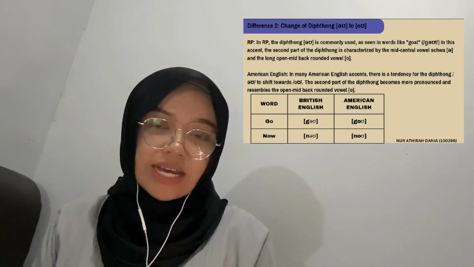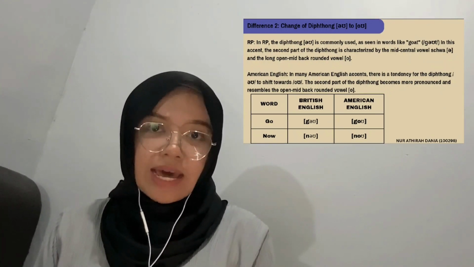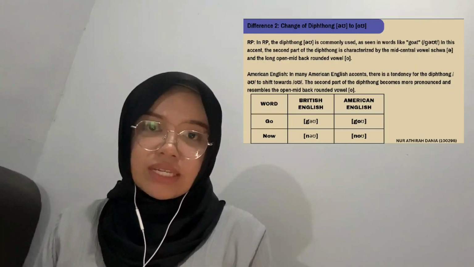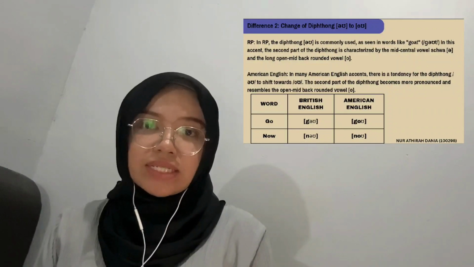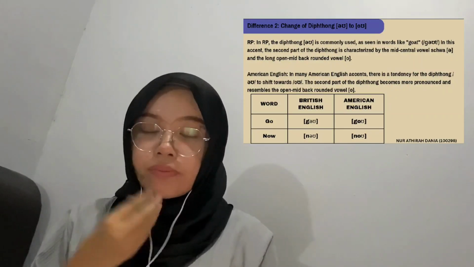Hello lovely viewers, I am Nur Atadana Binti Abdul Halim, holding the matriculation number 100296. I would like to explain in detail the second example of the difference between received pronunciation and American English pronunciation. In RP, also known as the British English accent, the diphthong is commonly used as seen in words like goat. In this accent, the second part of the diphthong is characterized by the mid-central vowel schwa and the long open mid back rounded vowel.